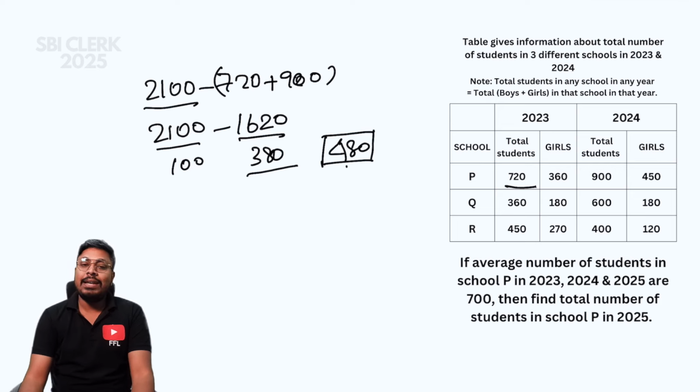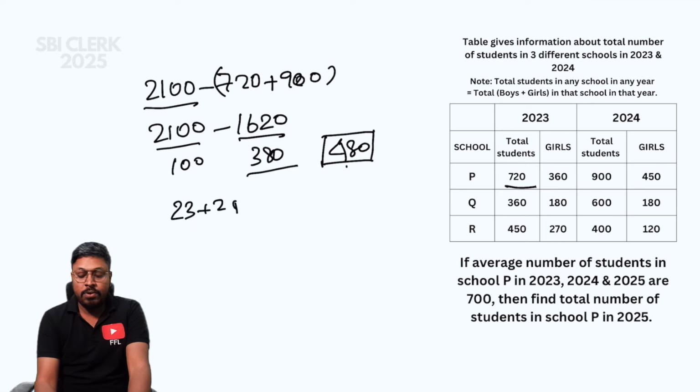Easy, right? Don't write everything on the paper. So what I did is, for 3 years, 23, 24, 25.